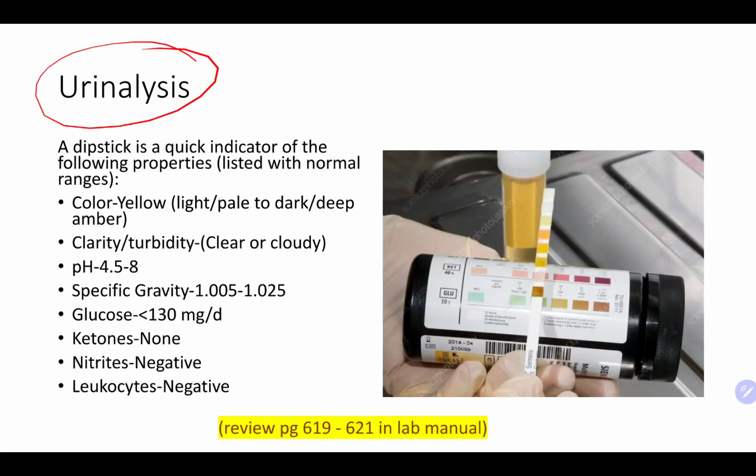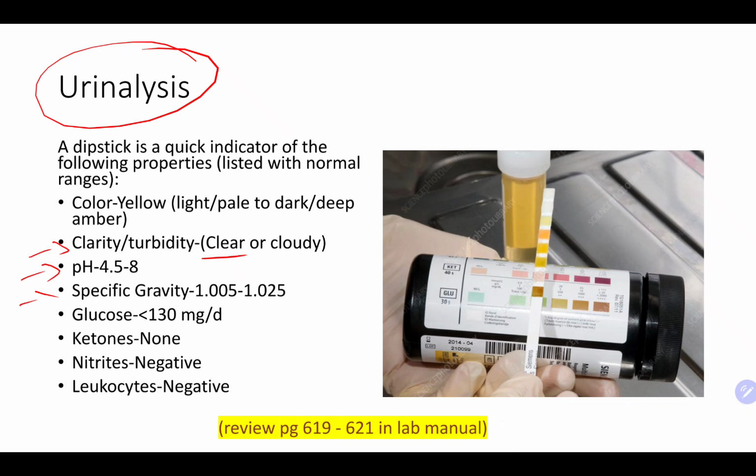Urinalysis. Understand what we use a urinalysis for, right? To study the health of urine, study the health of your kidneys, I should say. And so the color should be yellow, pale yellowish, clear. Clarity, it should be clear, right? It shouldn't be cloudy that much, right? pH around 4.5 to 8. Specific gravity is basically how much stuff is in your urine, right?